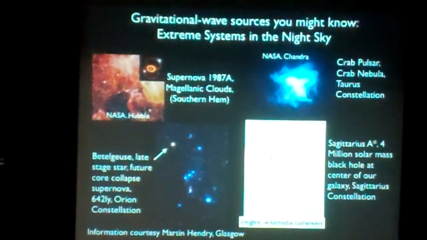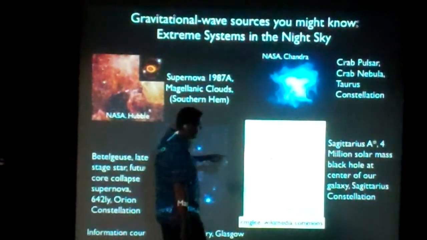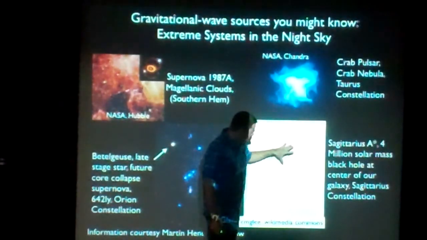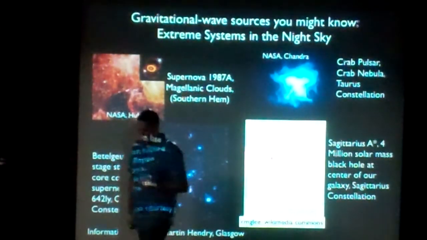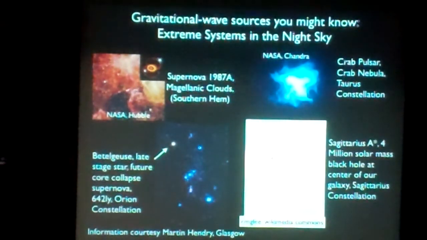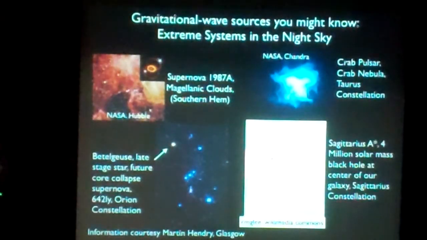We've seen star S2 make a complete orbit around it. We've seen partial orbits for all these other stars, and we're able to calculate that this has a mass of about 4 million times the mass of our sun. This one happens a little slower than we're able to detect with our detectors, but it's definitely emitting gravitational waves. So those are some extreme systems in the night sky.